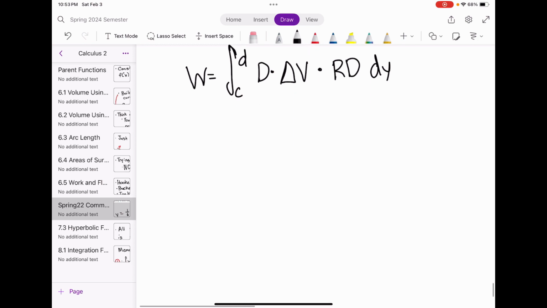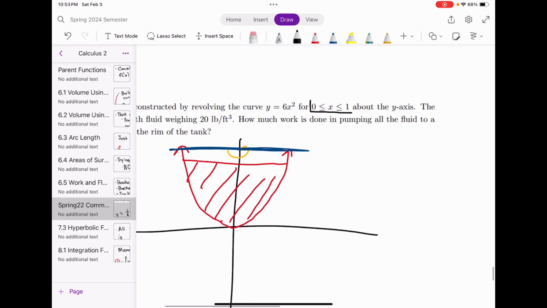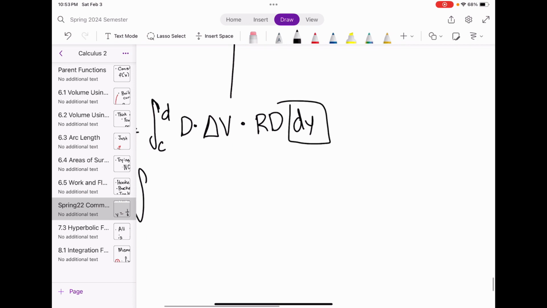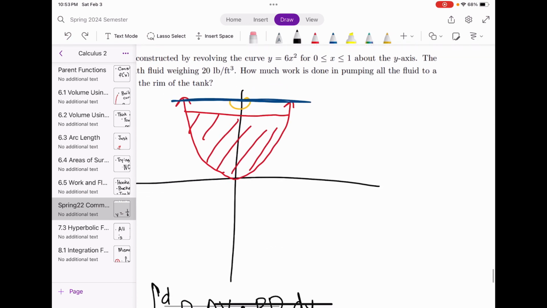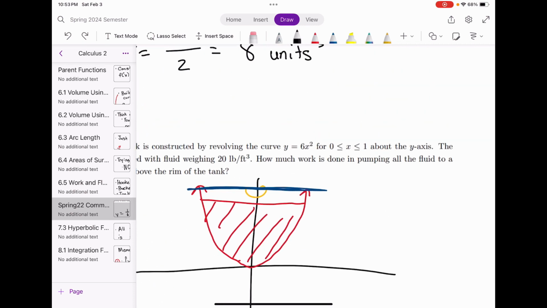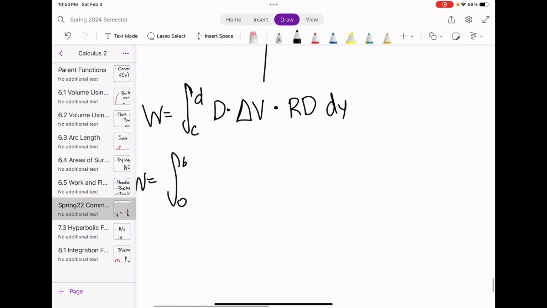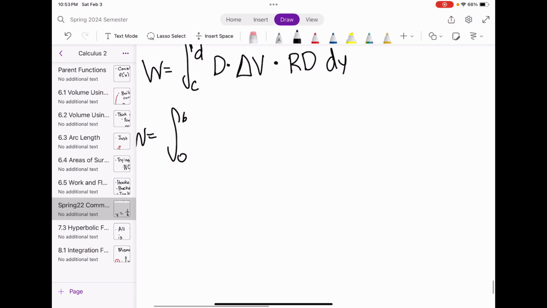So let's write that out. W is equal to the integral, and some people will make a mistake of putting 0 and 1, but it's important to remember that this is in terms of y, not x. So we have to evaluate this based on x, which is pretty easy. If you put 0 in for 6x squared, it's still 0. So 0 is less than or equal to y, which is less than or equal to, if you plug 1 in, 6. And this is going to be our limits.